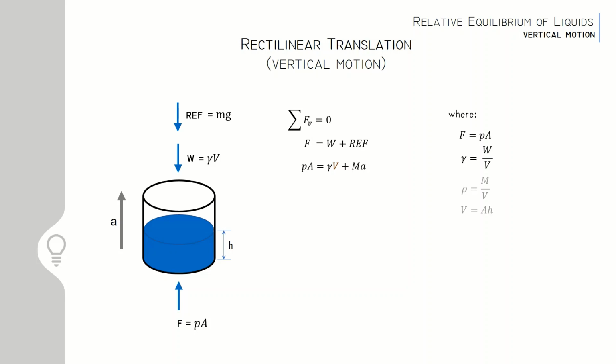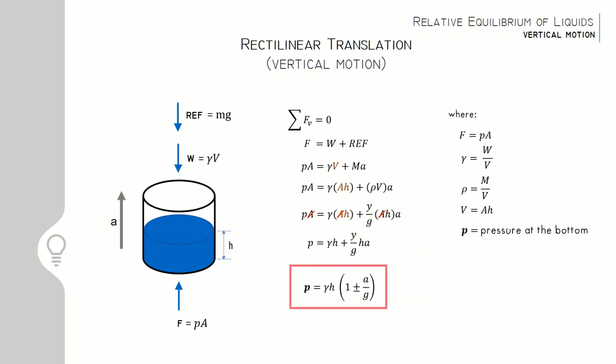Now, volume is just area times height, and mass in terms of density is equal to rho V, or density times volume. Multiplying this equation by 1 over area to cancel out area, or simply cancelling area since it is common on both sides of the equation, what's left is pressure is equal to unit weight times height plus unit weight over g times HA. We'll factor out common terms like the unit weight and height, where P is the pressure at the bottom of the tank, so this is now the formula for the pressure.